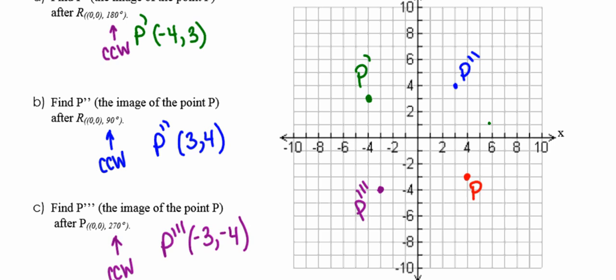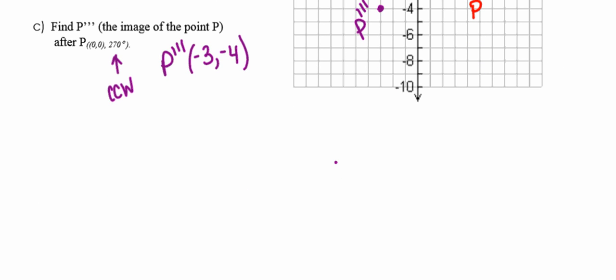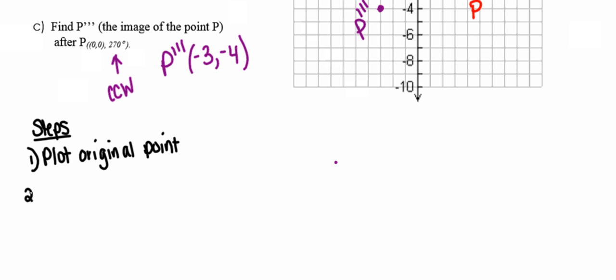All right, so if you're big on steps that you can follow, a list of steps for finding the coordinates, I would start by plotting the original point. My next step would be to turn the paper.